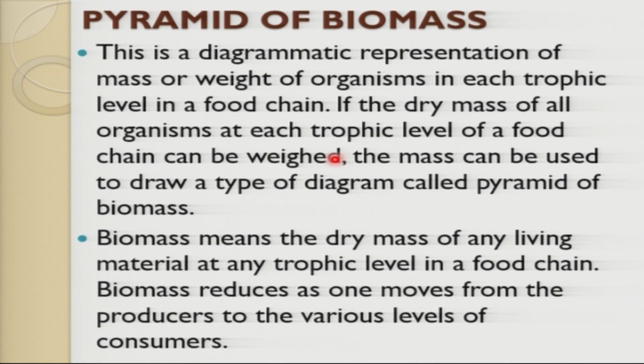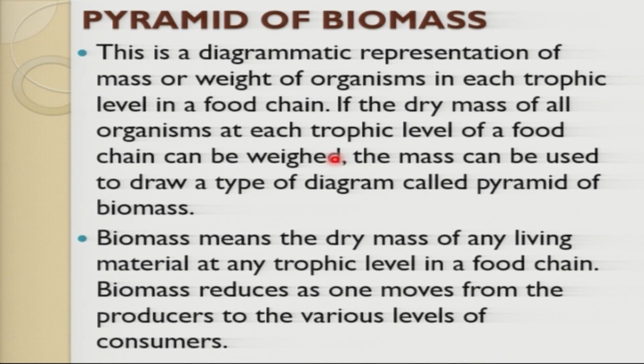This refers to a diagrammatic representation of the mass or weight of organisms in each trophic level in a food chain. That one shows the mass or the weight of an organism in each trophic level in a food chain. If the dry mass of all organisms at each trophic level of a food chain can be weighed, the mass can be used to draw a type of diagram called a pyramid of biomass.